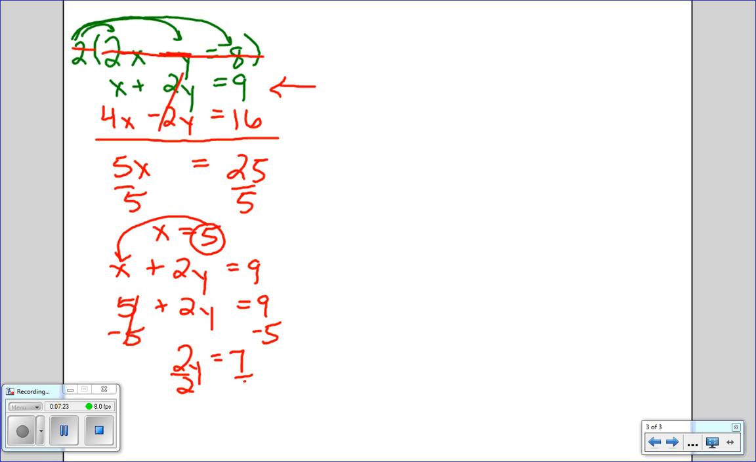Divide by 2. Okay, and y equals 7 halves. You can make that 3.5, whatever floats your boat, doesn't matter. So my solution there was 5 and 3.5. Okay, so if you want to go back and you think, this looks a little iffy, maybe I better make sure I did that right.